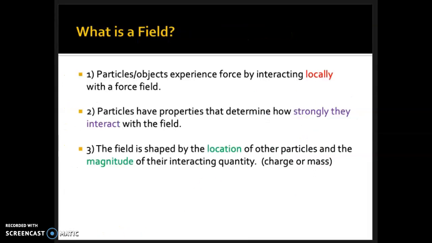Okay, now remember when we talked about fields? When we got into gravity, we talked a lot about how if an object has mass, it's going to interact in a gravitational field. And so a field is something in space that causes forces on objects that have the right interacting quantity. In the case of gravitational field, it's mass. And the field is shaped by interacting objects that affect the field, like the mass of the Earth causes a change in the gravitational field strength around the Earth.